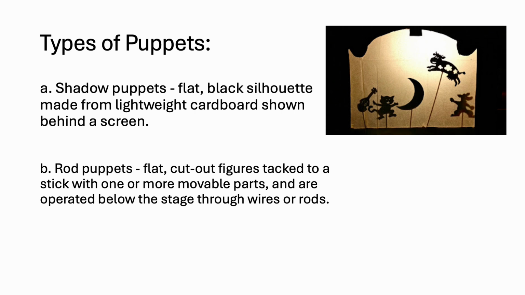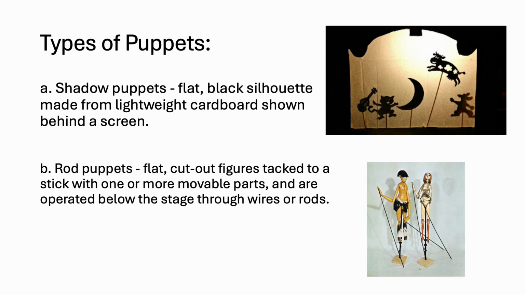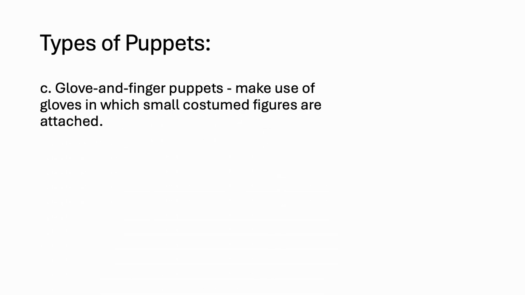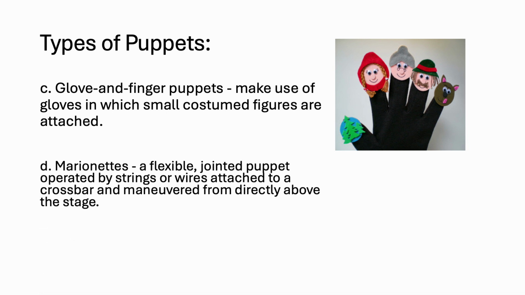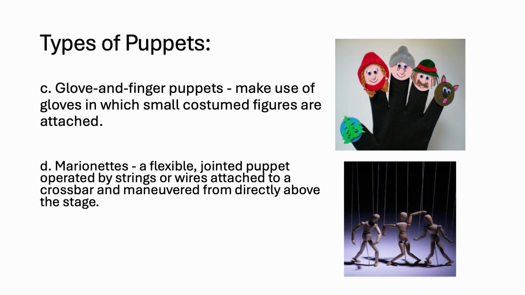Next, we have the rod puppets. As you can see in the picture, it uses rods. It's actually a flat cut out figure tacked to a stick with one or more movable parts and is operated below the stage. Take note of that. Next, we have the glove and finger puppets. They make use of gloves in which small costume figures are attached. So we make use of our fingers for this one. And we have the marionettes. Marionettes are flexible, jointed puppets operated by strings or wires attached to a crossbar and maneuvered from directly above the stage. So as you can see here.